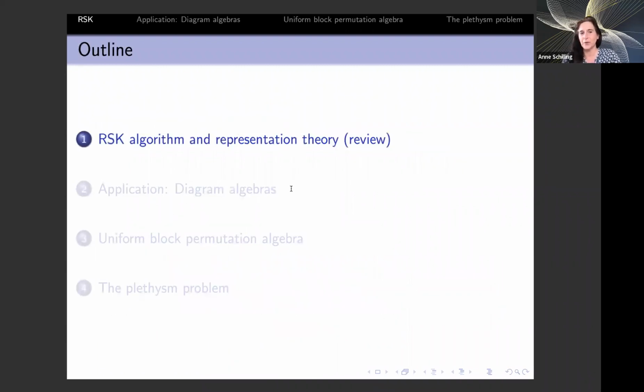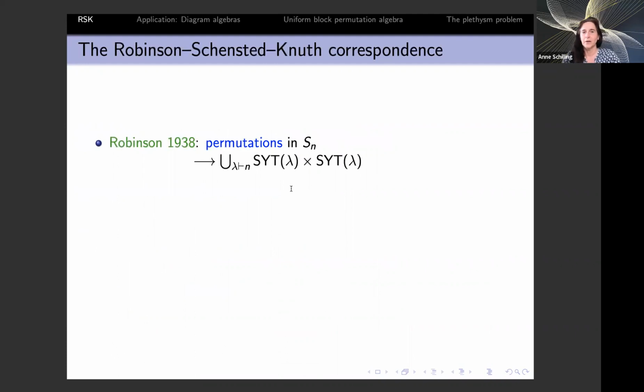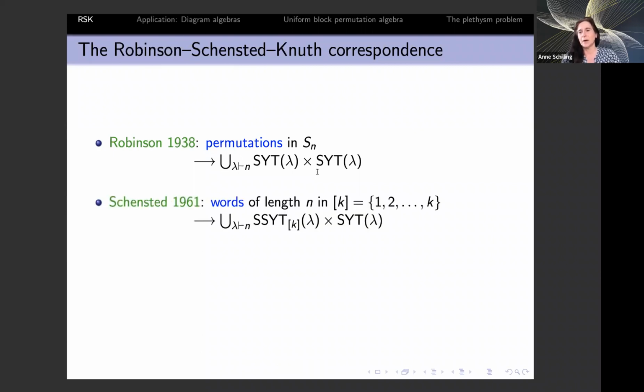Let's start with a review of the RSK algorithm and the relation to representation theory. The first instance of the RSK algorithm, also called the Robinson-Schensted-Knuth correspondence, was given by Robinson in 1938. In this setting, you take a permutation in S_n, a permutation on n letters, and permutations in S_n are in bijection with pairs of standard Young tableaux. By SYT, I denote standard Young tableau. That's the first incarnation of the Robinson-Schensted-Knuth correspondence.